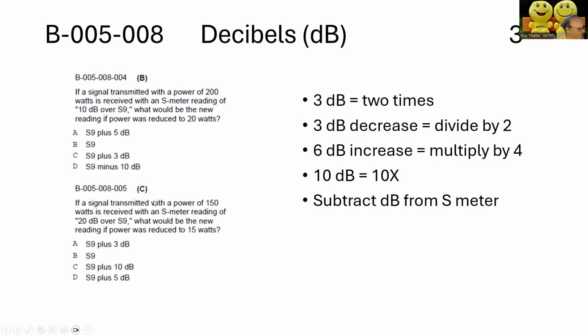If a signal transmitted with a power of 150 watts is received with an S meter of 20 dB over S9, what would the new reading be if the power was reduced to 15 watts? So 150 to 15 watts would be 10 times, which would be 10 dB. Since you're 20 dB over S9, you subtract 10 dB from 20, gives you 10 dB over S9. So the correct answer would be C, S9 plus 10 dB.